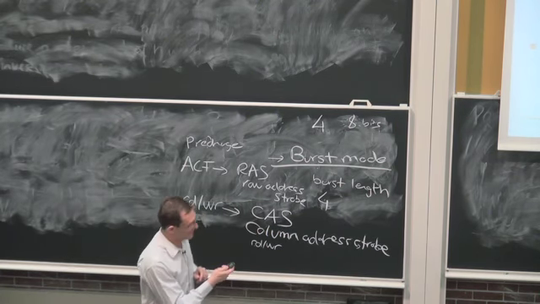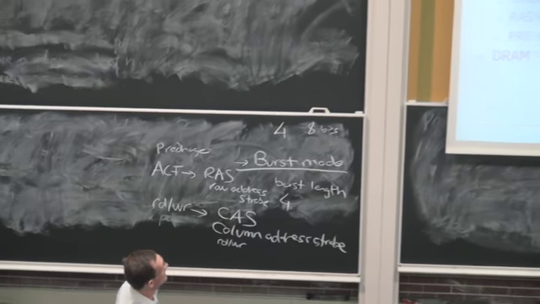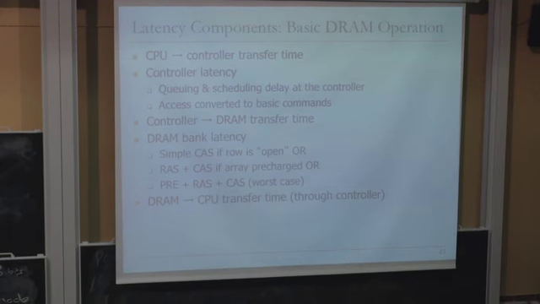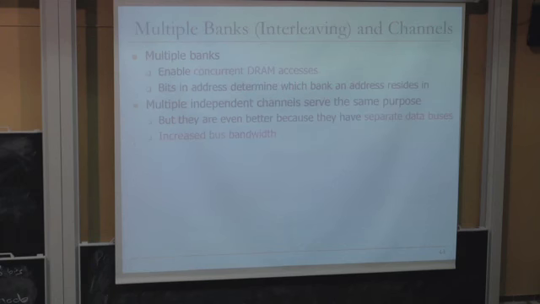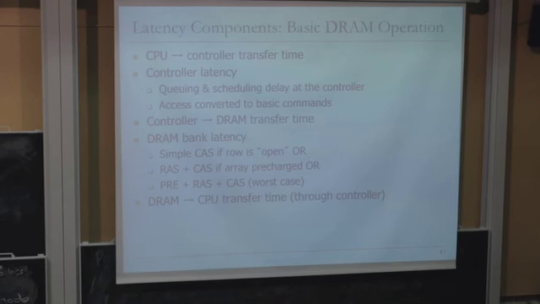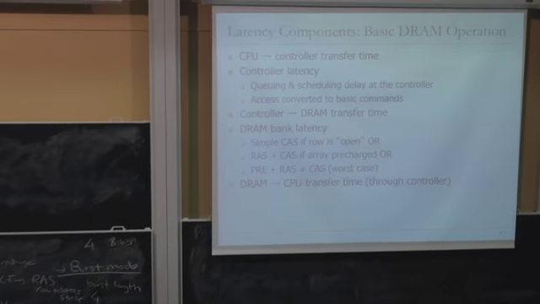Okay, so once the data comes out of the DRAM bank, then there's transfer time back to the CPU. So this all takes a long time. And we will see how to tolerate some of this latency later on. Yes? Does the controller concatenate all the different parts of the cache block and send it as one? Yes.